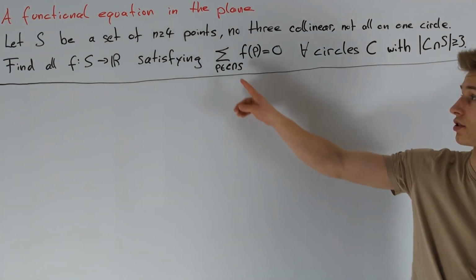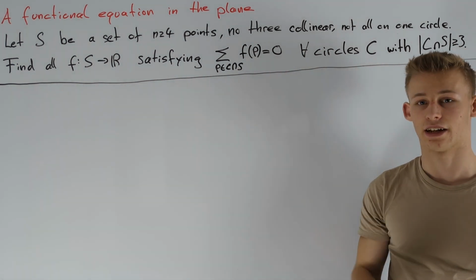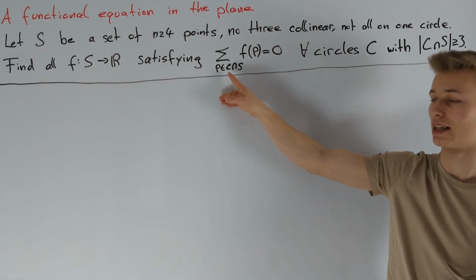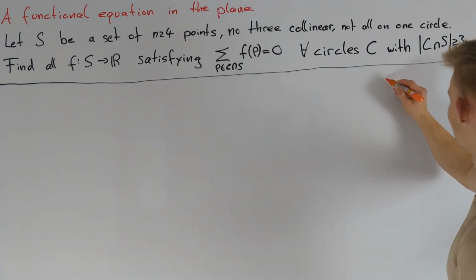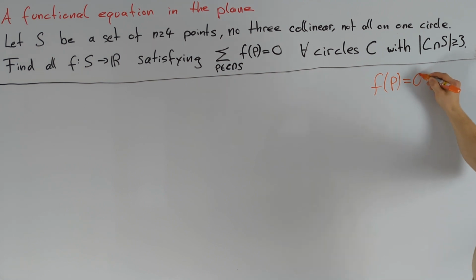Taking a look at this condition here, we see that if our function has the value 0 at every point, then this must clearly hold for every circle, and therefore we already figured out our first solution, namely that f of p is equal to 0 for every point p in S.